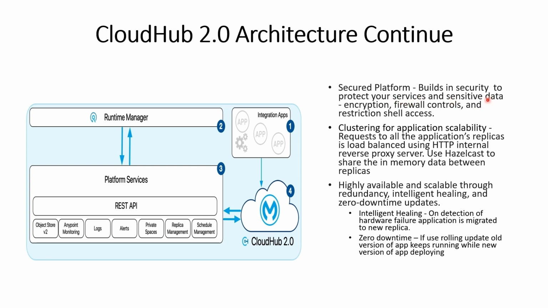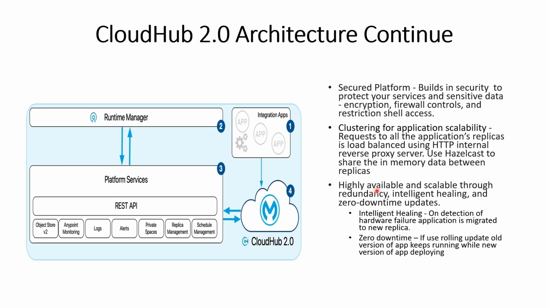CloudHub 2.0 provides built-in security to protect services and sensitive data. It supports encryption and firewall control. It also restricts the SSH access. CloudHub 2.0 supports the clustering of applications for application scalability. Clustering is supported using Hazelcast, so it shares the in-memory data between replicas with the help of Hazelcast. And requests between replicas are load balanced using an HTTP internal reverse proxy server.